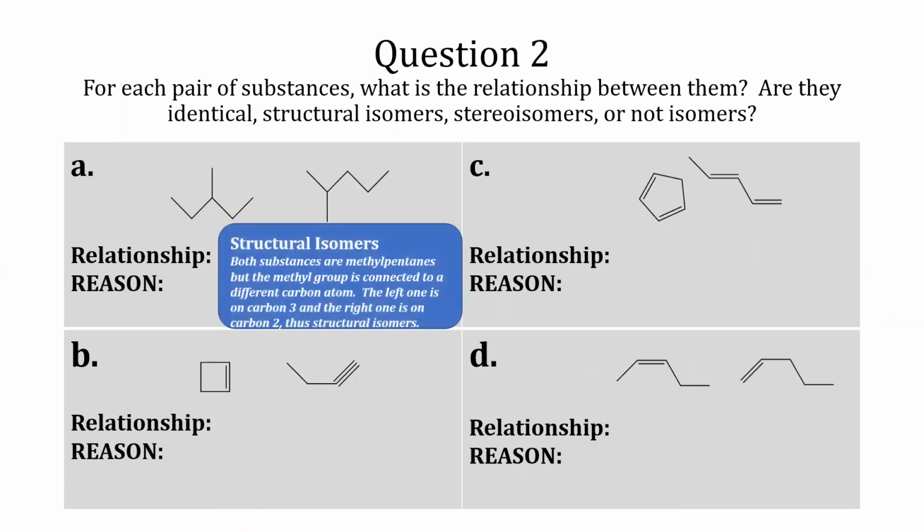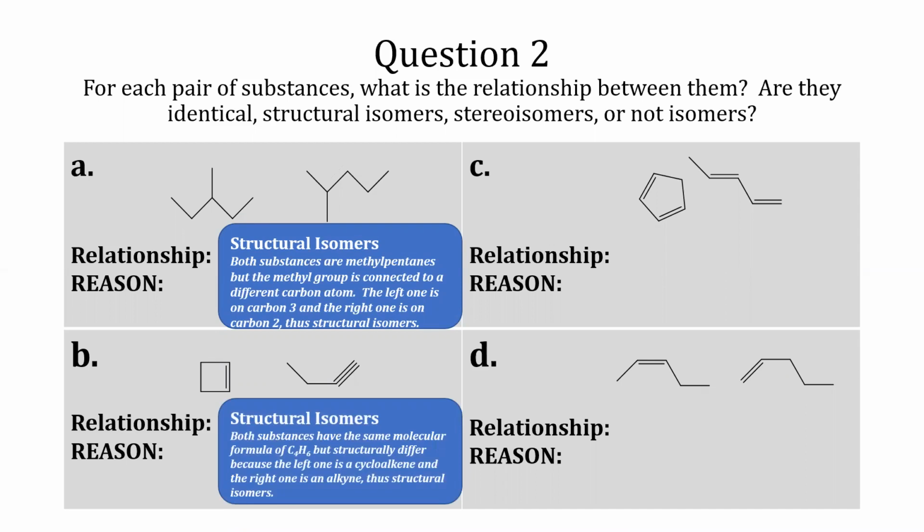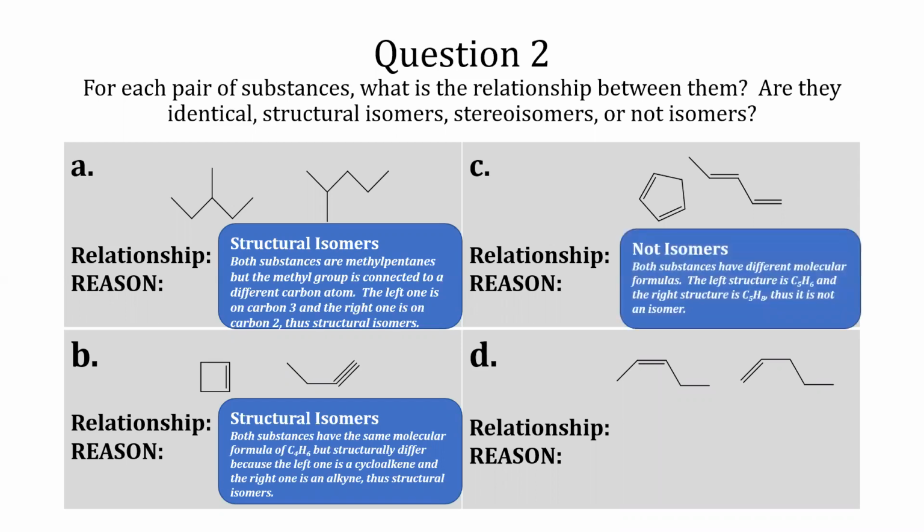2A are structural isomers because both substances are methylpentanes, but the methyl group is connected to a different carbon atom. The left one is on carbon 3 and the right one is on carbon 2, thus structural isomers. 2B are structural isomers because both of them have the same molecular formula of C4H6, but structurally differ because the left one is a cycloalkene and the right one is an alkyne, thus structural isomers. 2C are not isomers because both substances have different molecular formulas. The left structure is C5H6 and the right structure is C5H8, thus it is not an isomer.